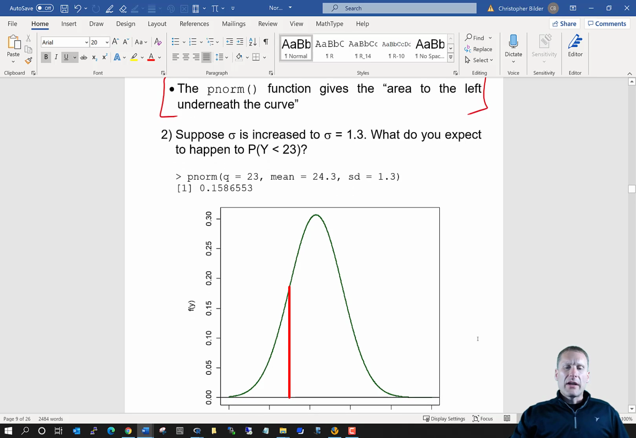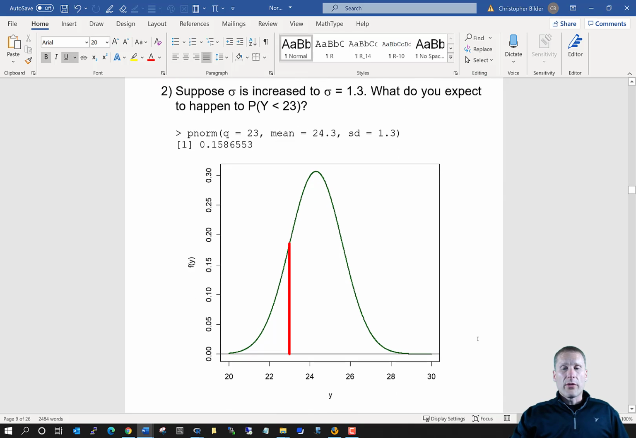Well, let's say then we look at this case again where sigma is increased to 1.3. What would you expect to happen for the probability y is less than 23? You should be able to answer that without even finding the probability, or maybe even plotting it. Because again, my standard deviation is larger. So that means things will be more spread out. And so before, when I was on that extreme left side of that distribution, now that will not necessarily be as extreme as it was before, because now it's more likely to get values of y that are farther from the mean.